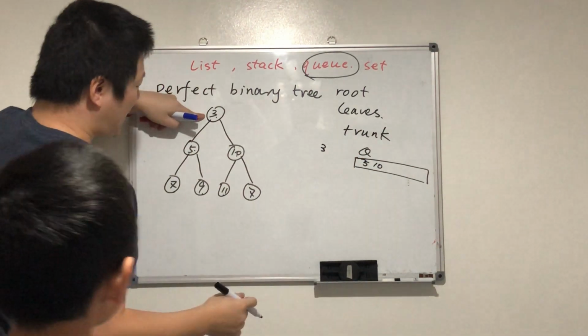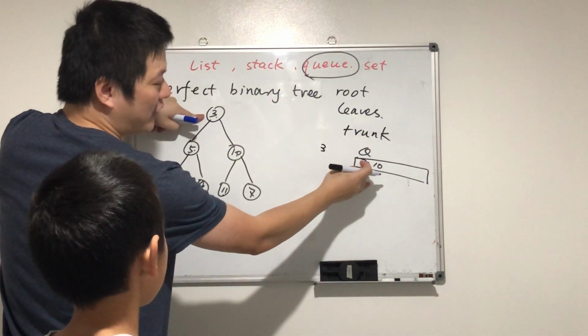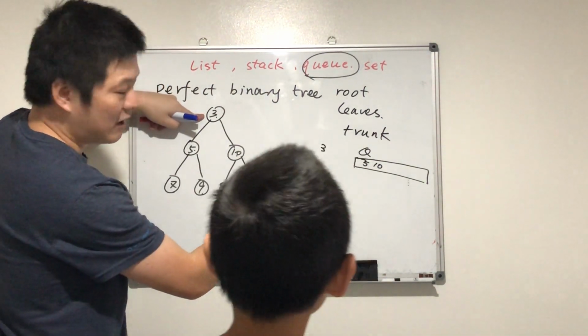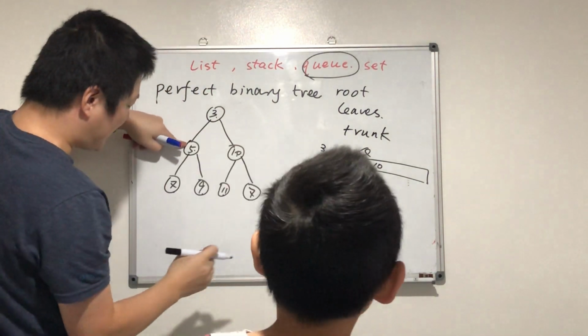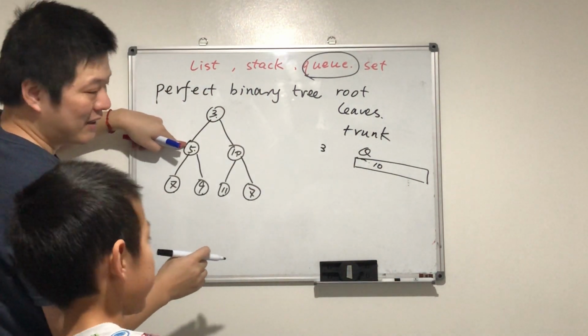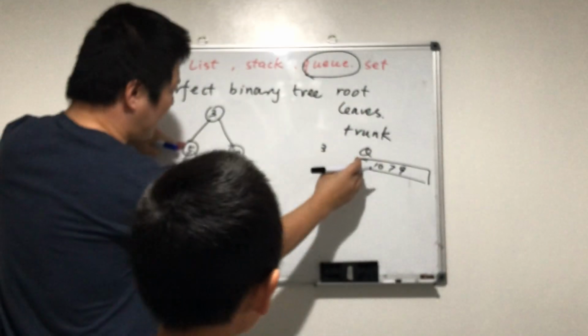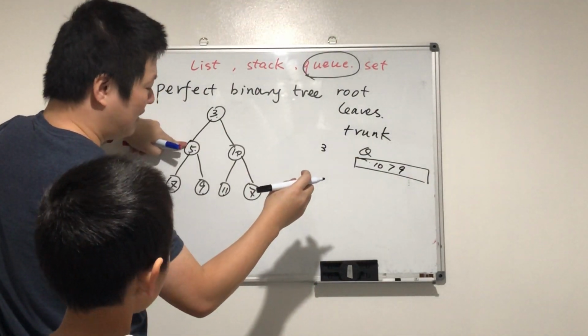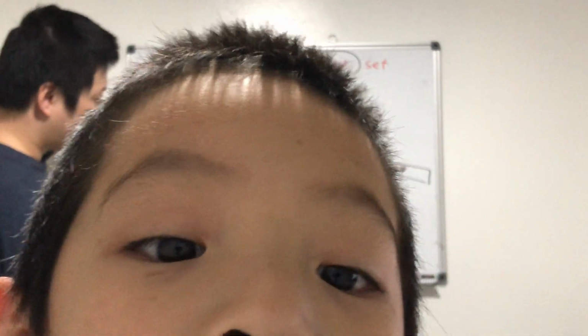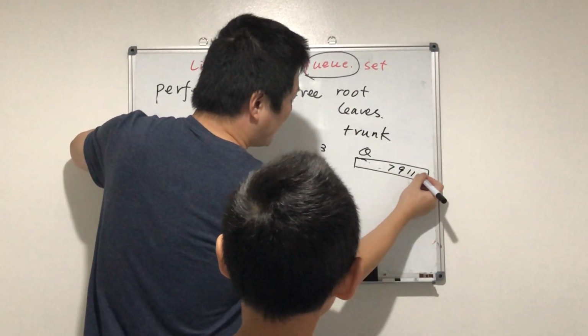The queue is not empty. I take another element from the queue, which is 5, and its kids are 7 and 9, right? I put them in the queue at the end. Now tell me, what's the next item I need to take from the queue? 10. And then what are its kids? 11 and 7.